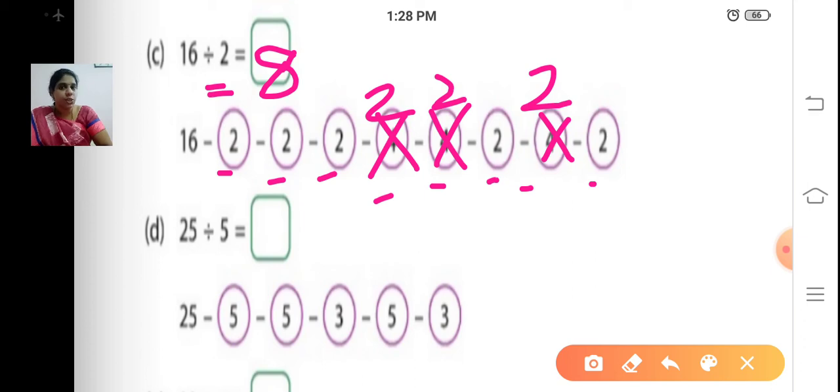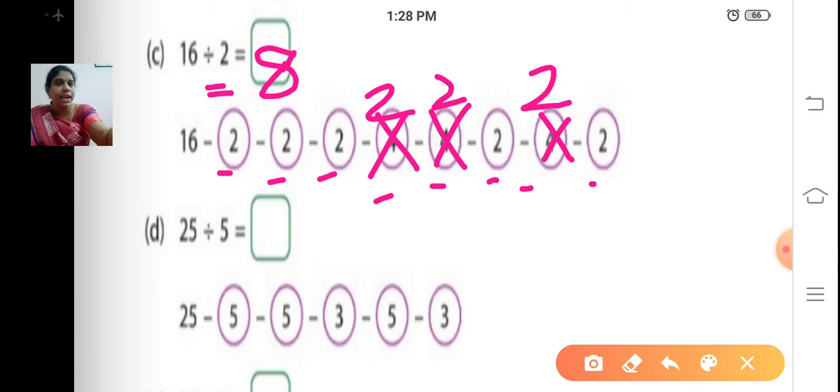So 16 minus 2 is 14. 14 minus 2, 12. 12 minus 2, 10. 10 minus 2, 8. 8 minus 2, 6. 6 minus 2, 4. 4 minus 2, 2. 2 minus 2, 0. Till 0 you have to count. So already they have given the answer. So no need to write anything.